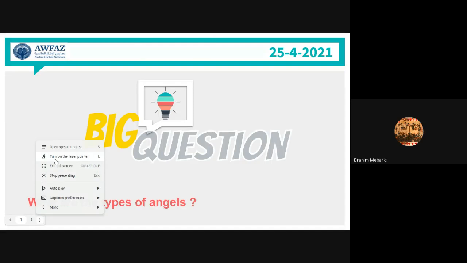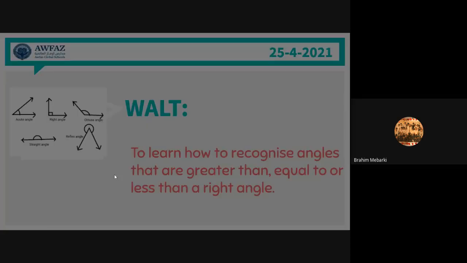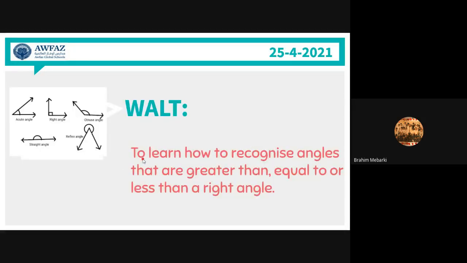All right, dear students. So in our math lesson today, we're going to be learning about the types of angles. So the big question is, what are the types of angles? Today we're going to be learning how to recognize angles that are greater than, equal to, or less than a right angle.